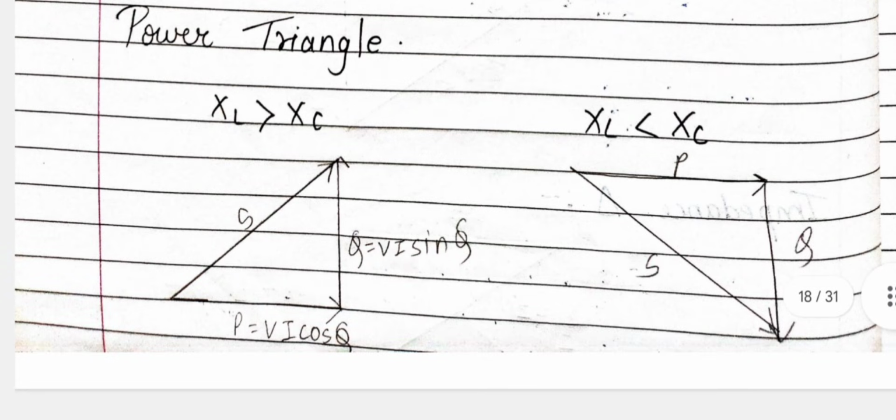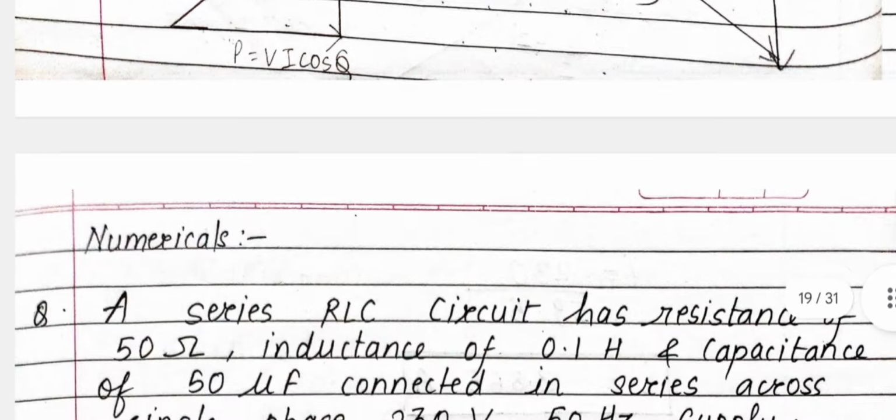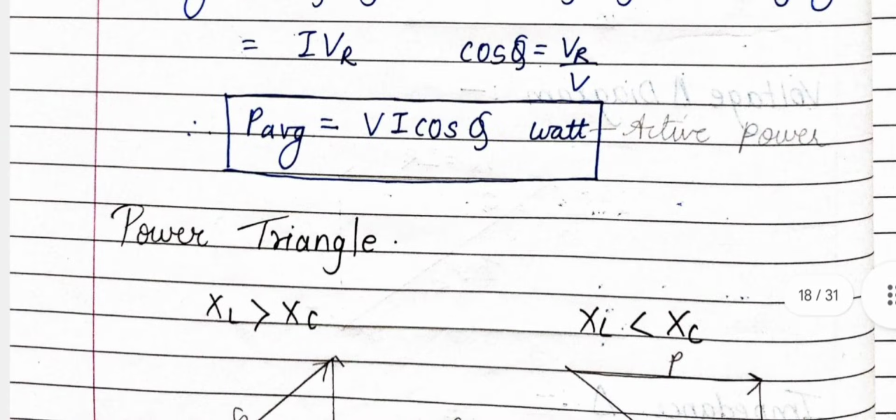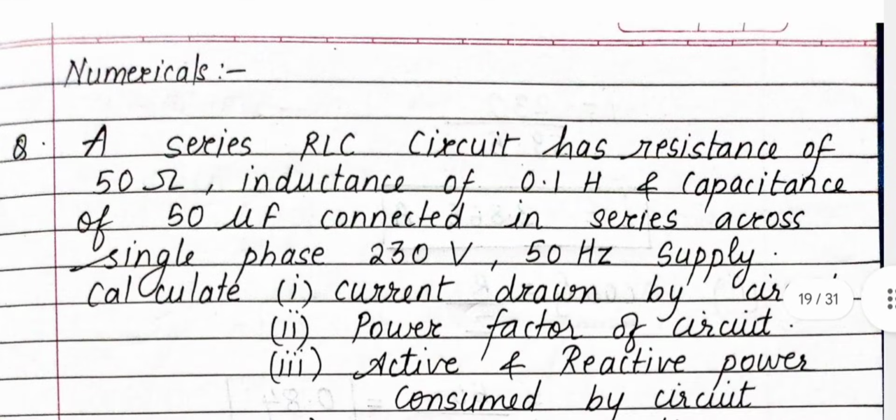Now this is the power triangle for XL greater than XC and XL less than XC. How can you make the power triangle? Similar to what we made for the series RL circuit, the same is for XL greater than XC, and for the series RC circuit which we made, it is for XL less than XC. If you have understood the concept from first to now, you will get this concept very easily. So this is your power triangle. Now this was the topic for series RLC circuit. Now let us see one numerical on this.